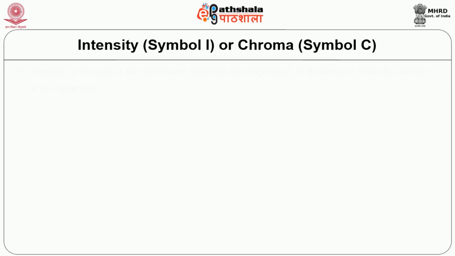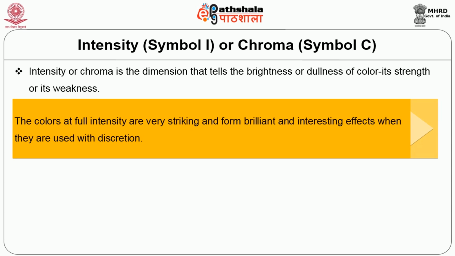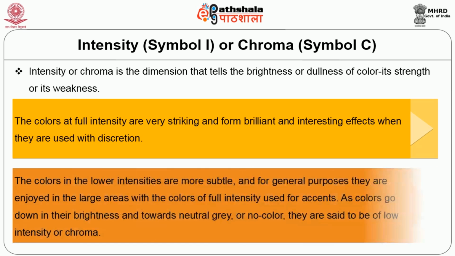The other name of intensity is chroma, the symbol is C. Intensity or chroma is the dimension that tells the brightness or dullness of color, its strength or its weakness. The colors at full intensity are very striking and form brilliant and interesting effects when they are used with discretion. The colors in the lower intensities are more subtle and for general purposes they are enjoyed in large areas, with the colors of full intensity used for accents.